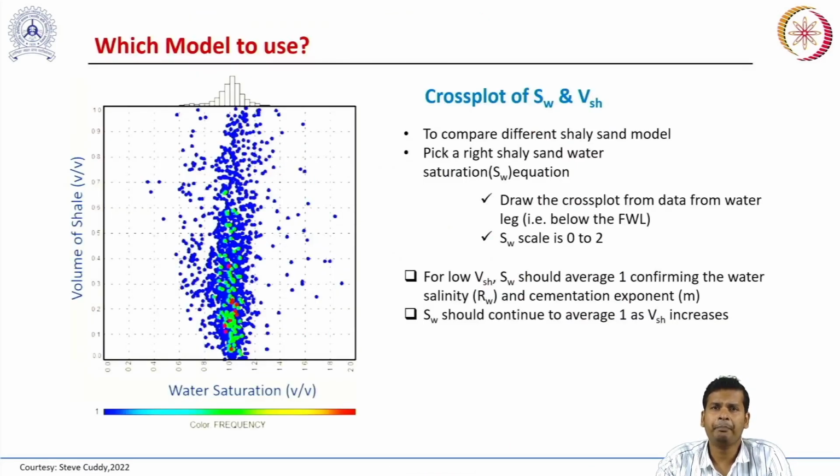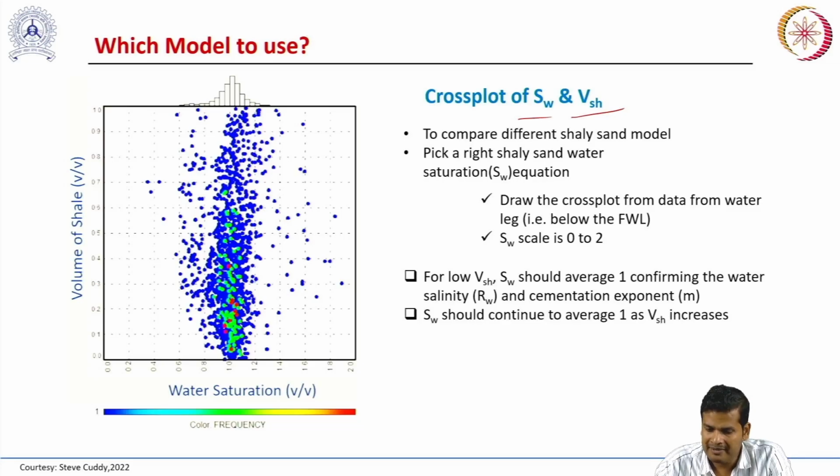One practical approach to determine the best fit water saturation model for your shaly sand reservoir is to use the cross plot between formation water saturation and VSH. That means formation water saturation calculated by any of the shaly sand models is cross plotted with the shale content. So this way I can compare different shaly sand models by using this cross plot and pick the right shaly sand water saturation model for my reservoir.